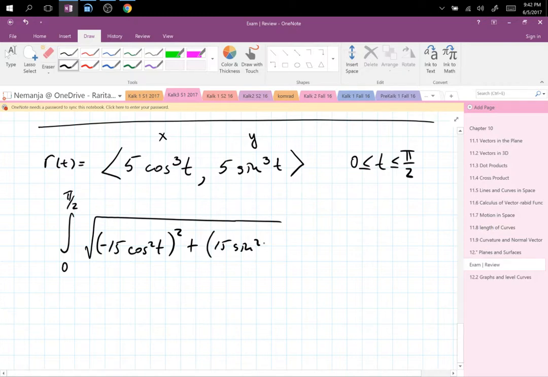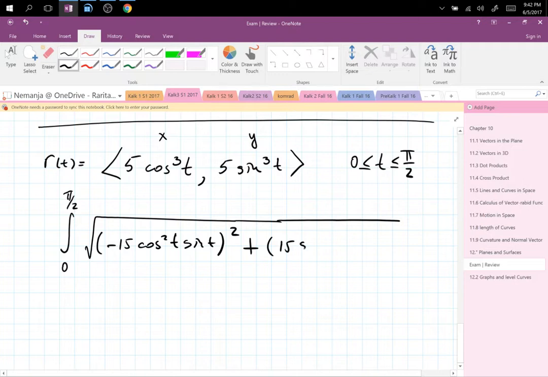Negative 15 cosine squared t times sine t, there we go, squared. Plus, the same thing happens with the other one. We have 15 sine squared t times cosine t, dt, and that's squared.